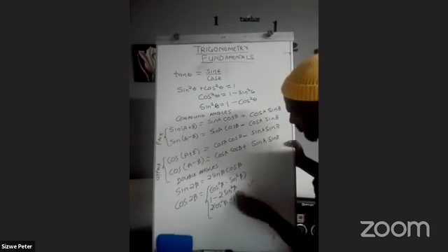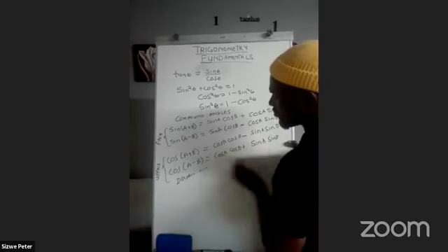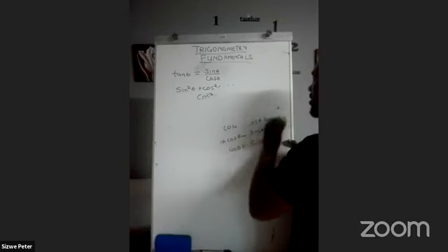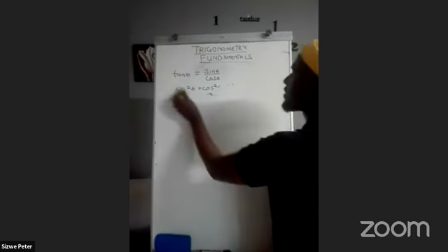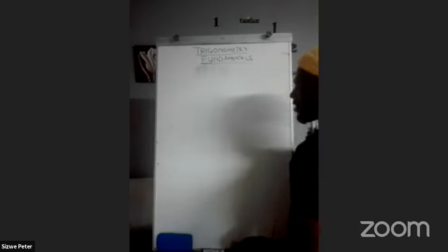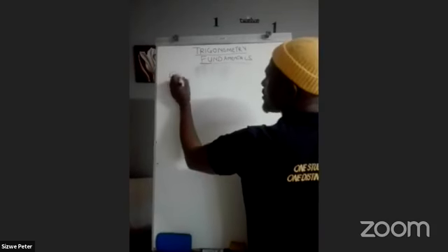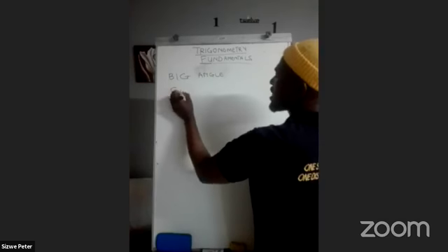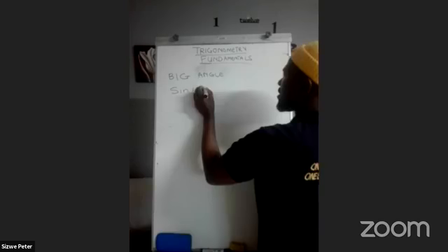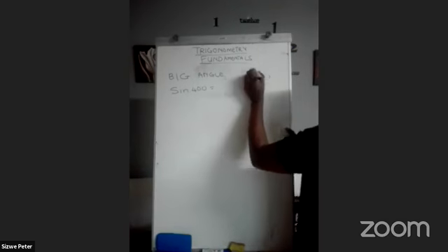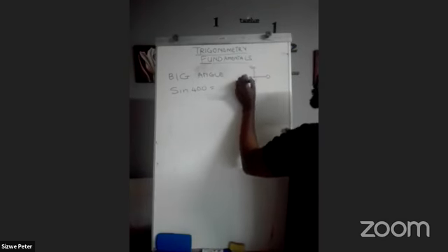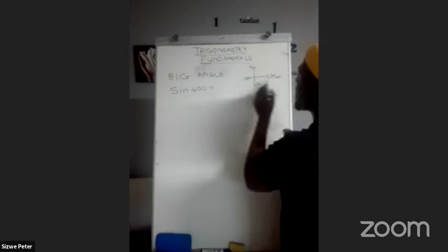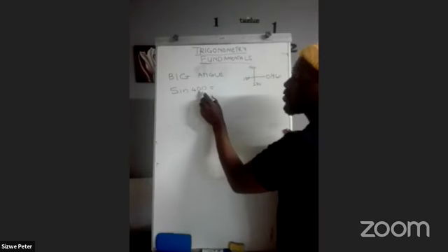Now let me do the basics for big angles. The meaning of big angles: if I have sine 400, you know this is 0, 90, 180, 270, 360. If it's more than 360, it's a big angle.